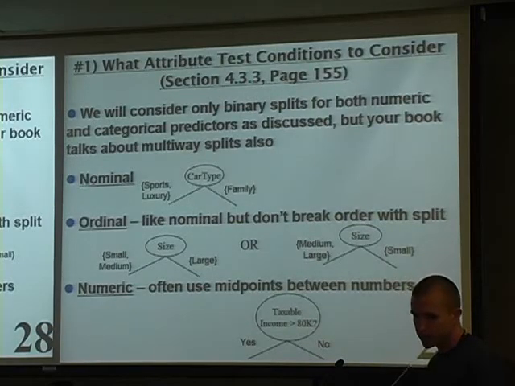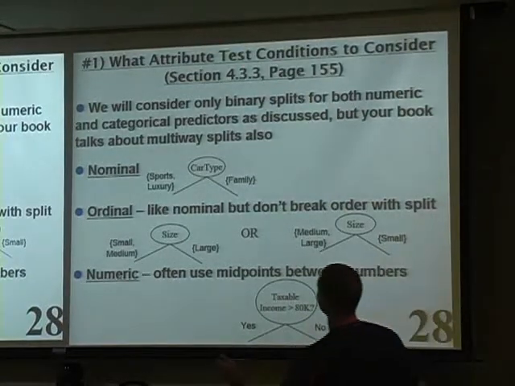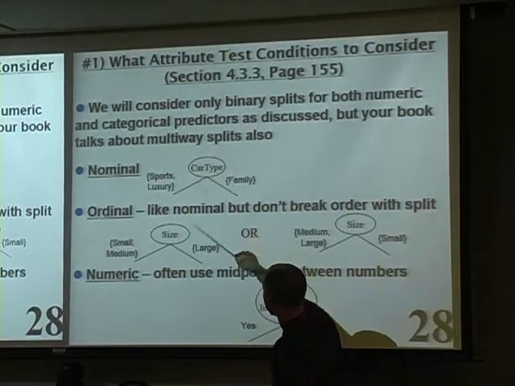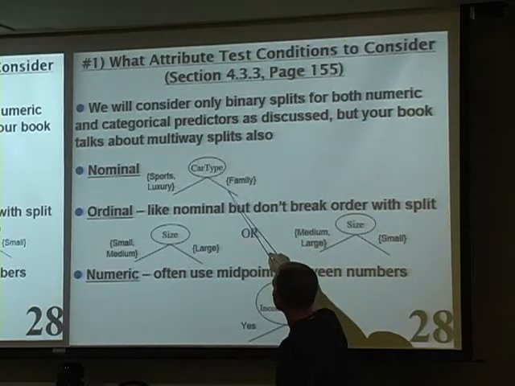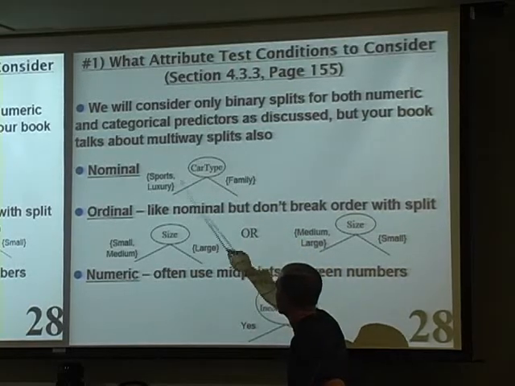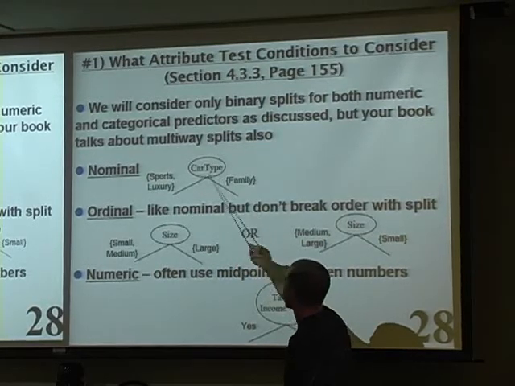Okay, so with regard to question number 1, how should these splits look? Again, R just does binary splits. The book talks about multi-way splits, sports, luxury, and family, but R is always just going to do binary splits, so we have to put some of the classes on one side and then you just put the other classes on the other side. So the car type could be sports, luxury, or family.